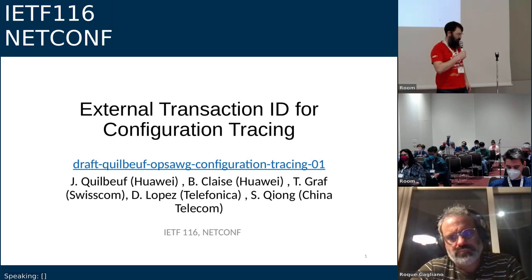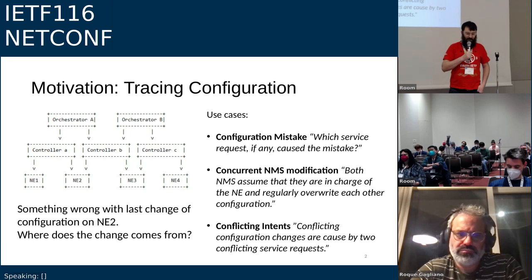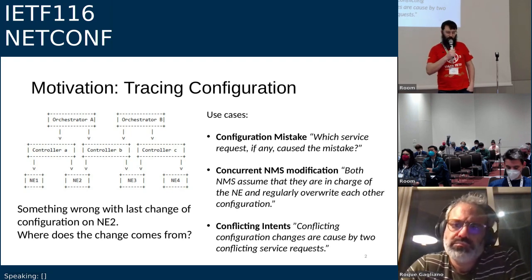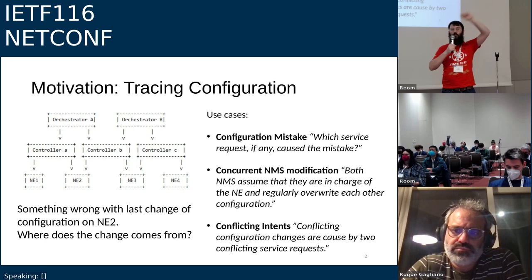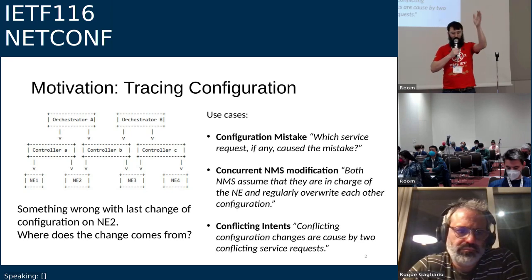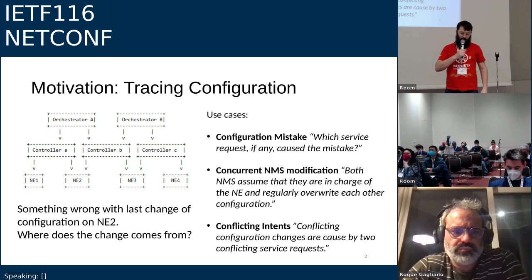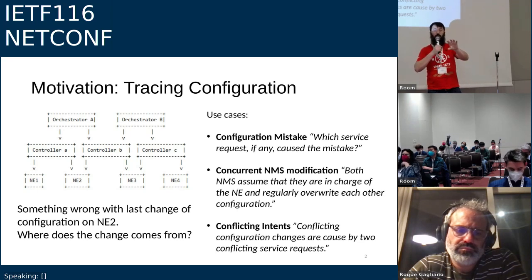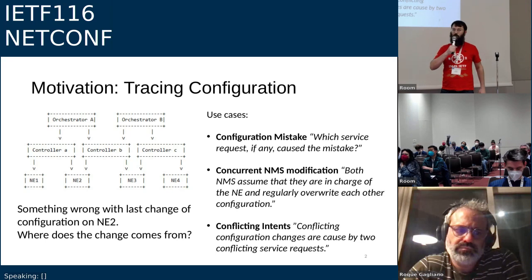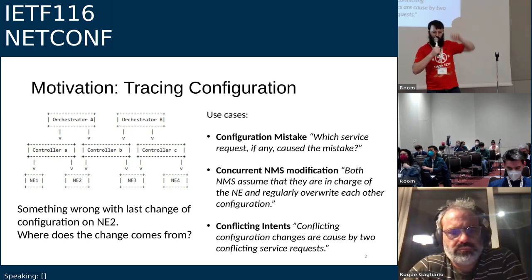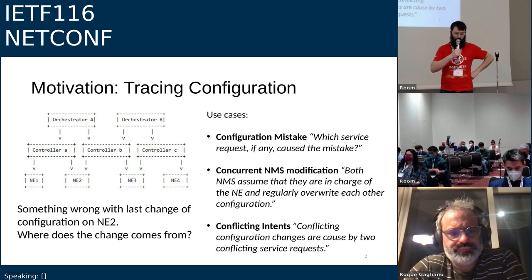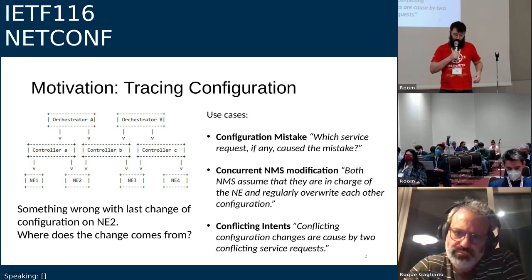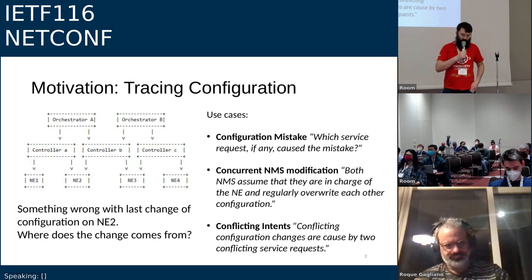Next slide, please. Yeah. So just to recap quickly the use case, if we have several orchestrator controllers and network elements, we can have one orchestrator configuring a given network element indirectly. And the idea is that whenever there is a change that we manage to identify as a problematic change, let's say in a network element, we want to be able to trace it back to a change in an orchestrator or in a controller. So this is the motivation for this work. Next slide, please.